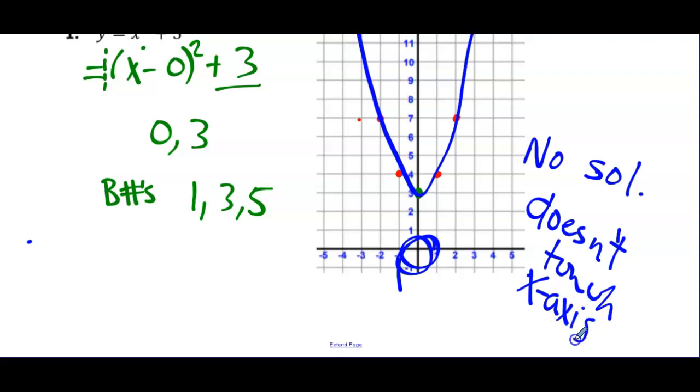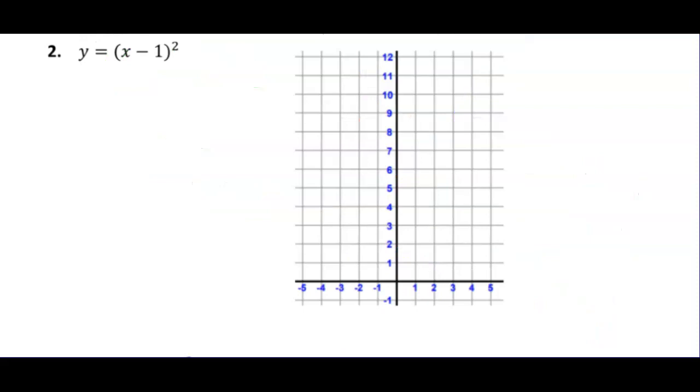All right. Next one. I've got to graph this. What's my vertex? Well, what's the opposite of that? 1. What's my y value that's being added? 0. Fantastic. Is there a number in front? Nope. So my building numbers are 1, 3, and 5. So please pause the video and graph that.